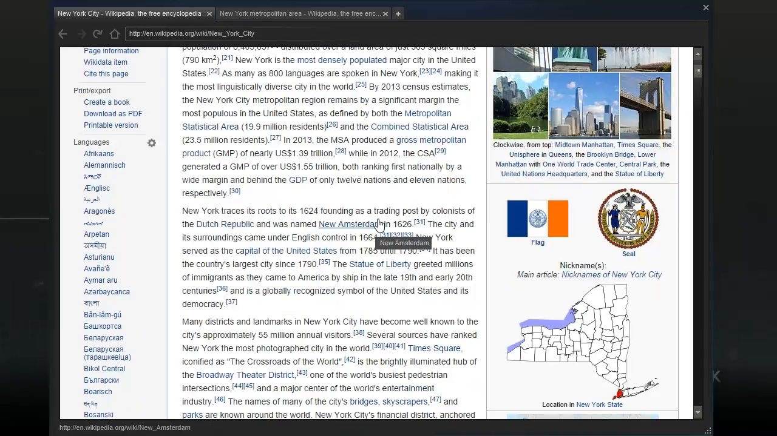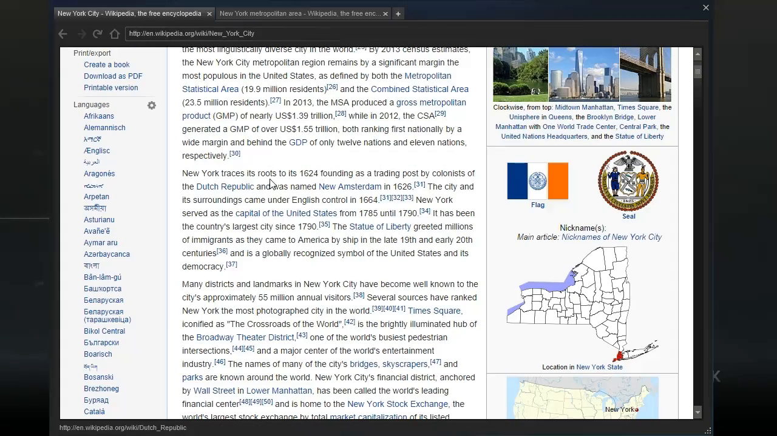So just the metropolitan area of New York alone is ranked behind only 12 nations in the world. That's how much money, or how much productivity, is generated in the city of New York. Insane. 1.55 trillion US dollars in a year.